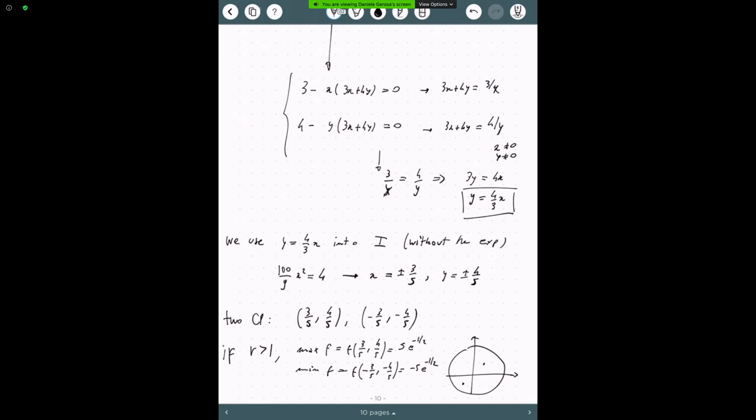Now the question is, if I study the boundary, I do get something meaningful.